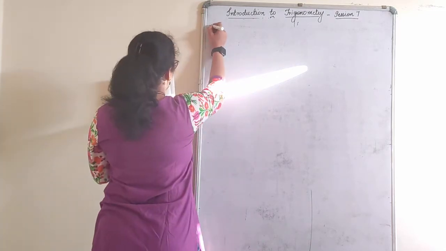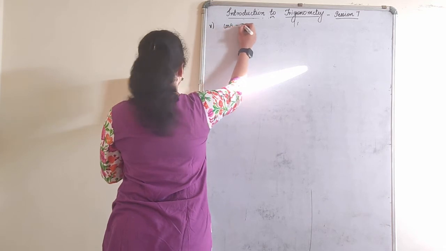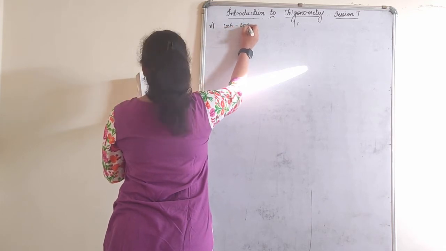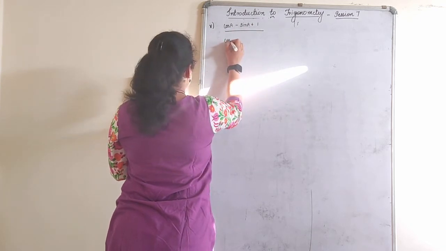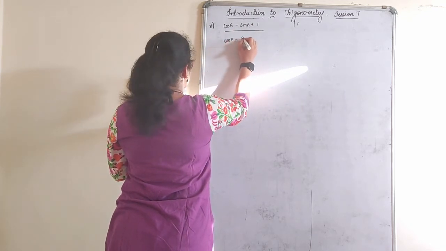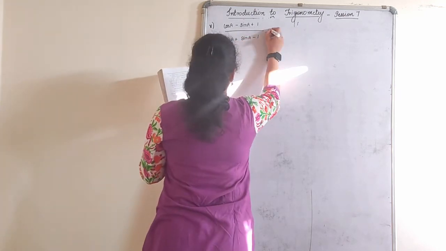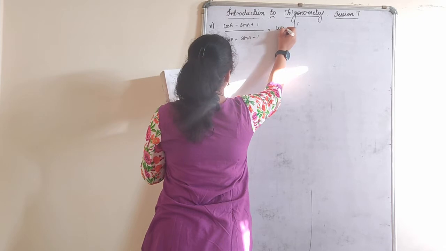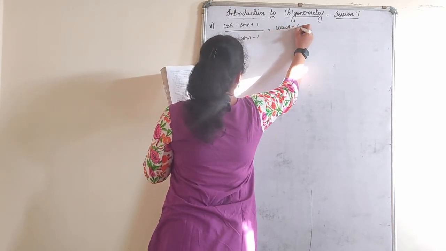Concentrate. Fifth one. Cos A minus sin A plus 1 divided by cos A plus sin A minus 1. You have to prove this as cosec A plus cot A.